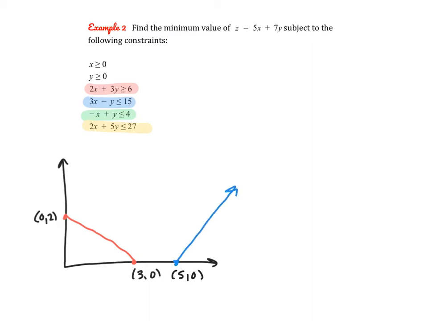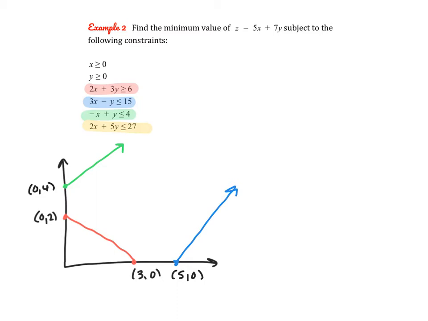For our green function, if x is 0, y is 4. And if y is 0, x is negative 4. So you see we actually have a positive slope. We have y equals x plus 4. So this is just going to be a graph that's going up again. It doesn't need to be super accurate, but you do need to know that it is going up.